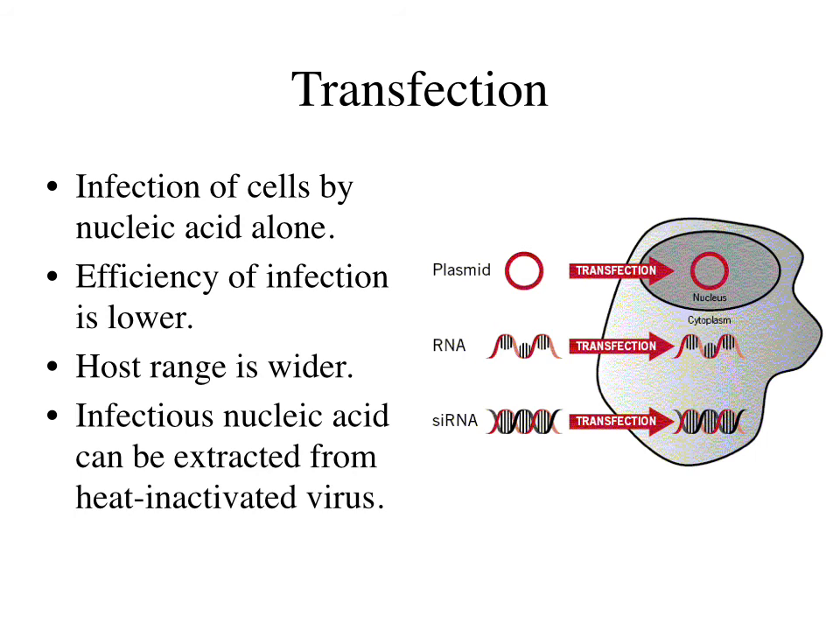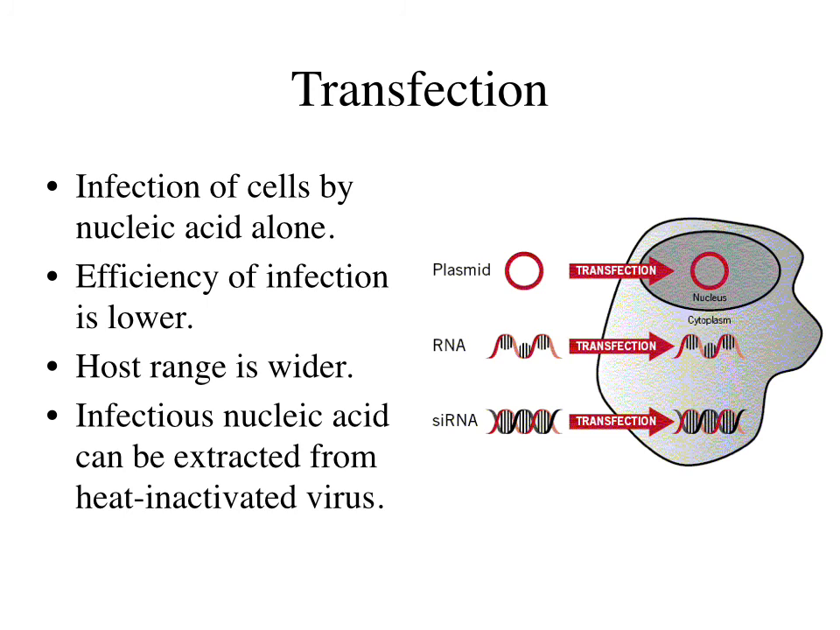The last thing we want to talk about in terms of virus replication is transfection. Transfection is the infection of cells by nucleic acid alone. Now remember, the capsid and also the envelope of a virus particle is there in large part to protect the nucleic acid. Nucleic acid is easily degraded. If you remove nucleic acid from the capsid, the efficiency of infection is much lower because the nucleic acid is so easily degraded. In fact, the efficiency of infection is only about 1% compared to infection with intact virus.